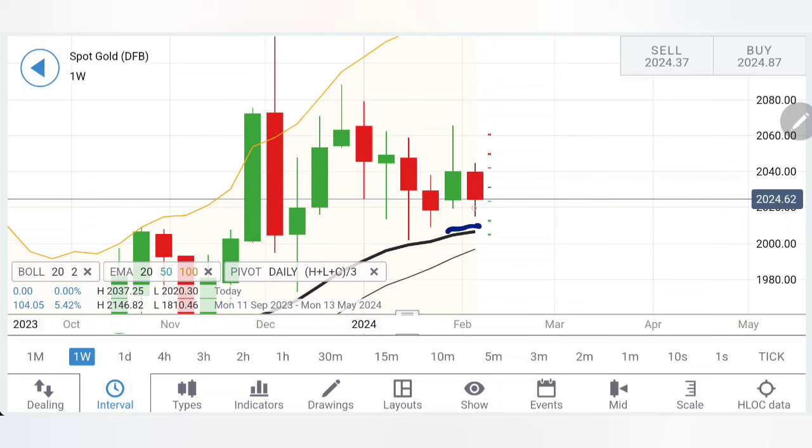Can we expect it to drop, or is it just waiting for the 20 period moving average to climb up, get the support and bounce back? What is going to be our strategy trading gold in the coming week? We will see with the help of charts and indicators.